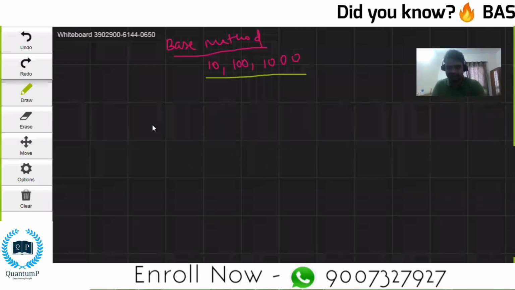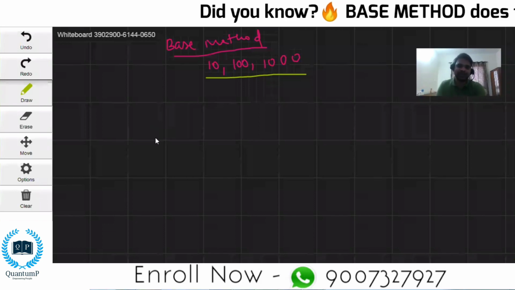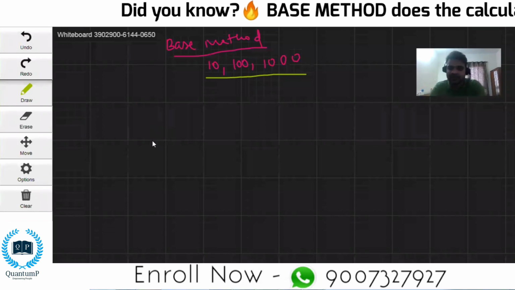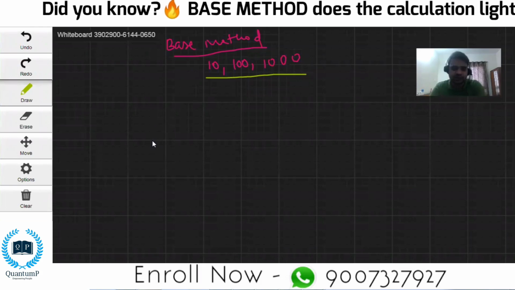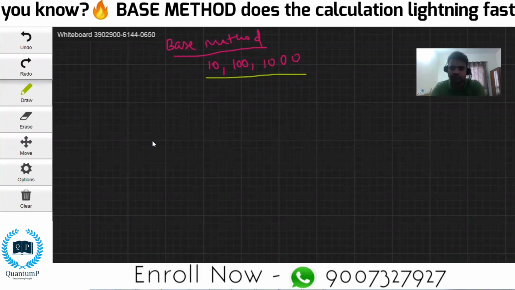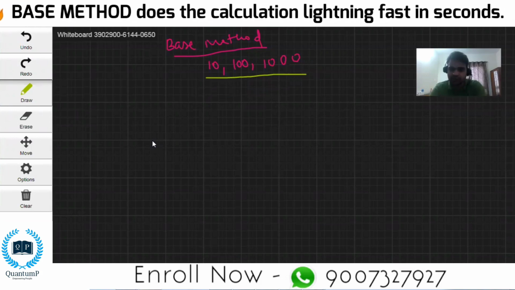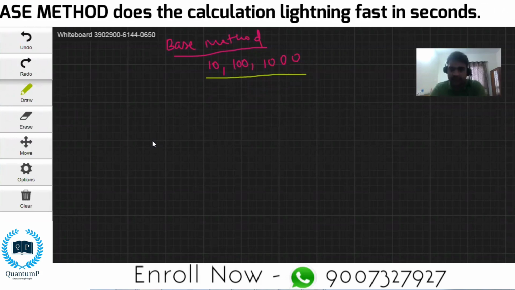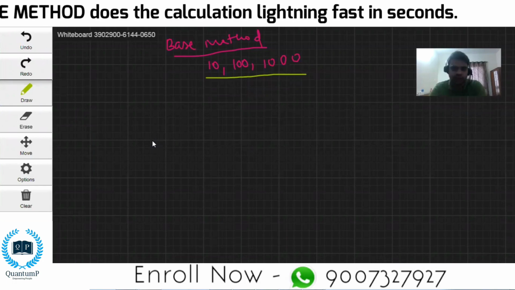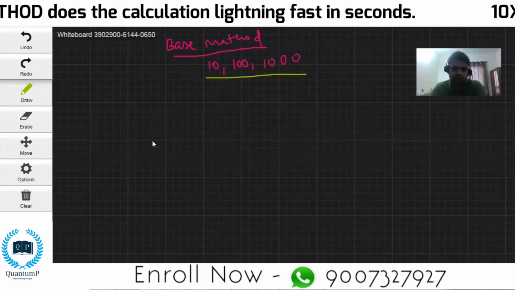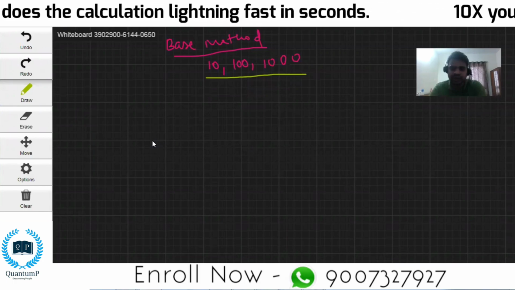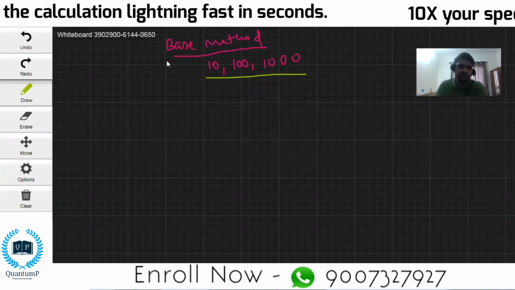Hello guys, let's start with the base method. In the previous lessons we have done a couple of sums within a single method. The method name was actually adding to the neighbor. Now we are going into the method called base method, as you can see it is written on the board.